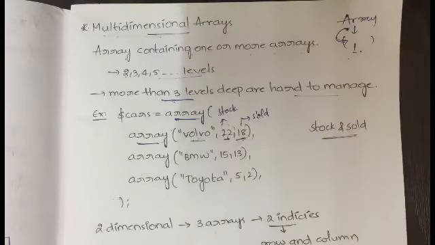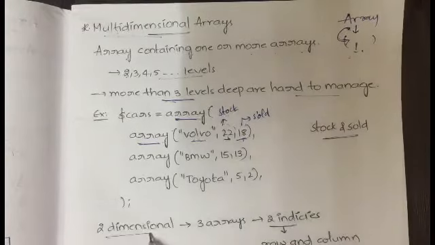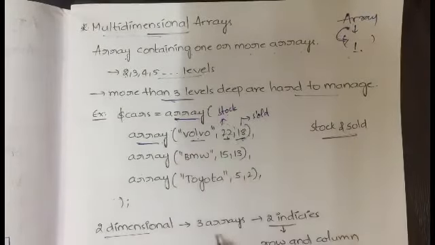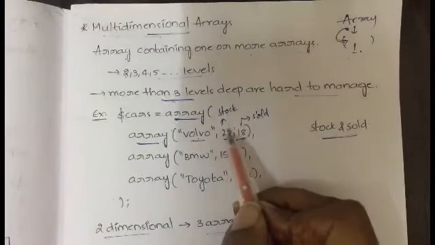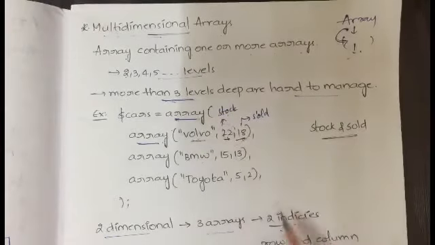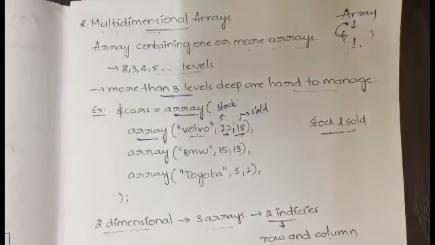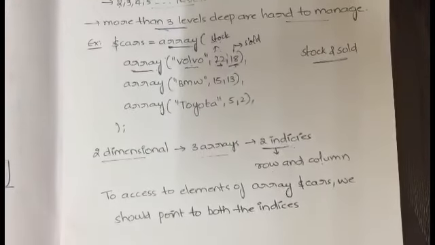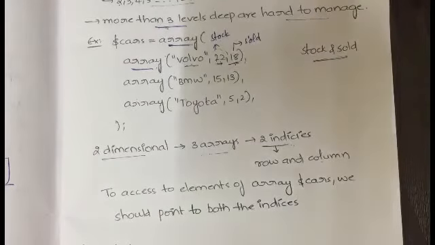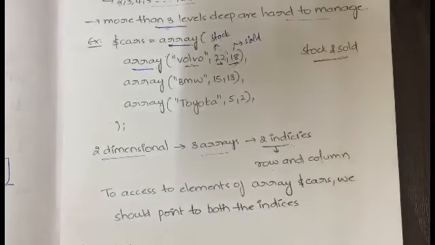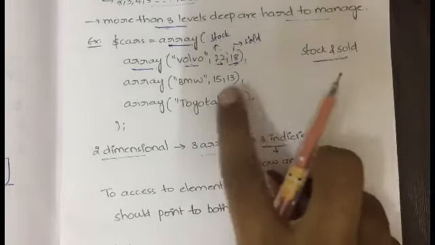So in this example we are having two dimensions, and in that we are having three arrays and two indices. Two indices is nothing but row and column. We will have two dimensions, row and column. That means in order to access the elements in a multi-dimensional array, we will have to point to both the indices, as we are having two dimensions.